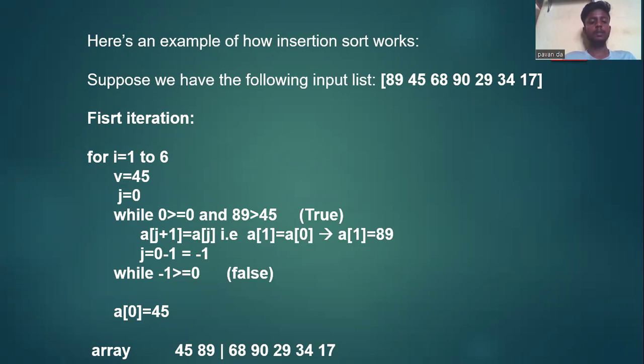So A[j plus 1] is equal to A[j]. Therefore A[1] is equal to A[0], so A[1] is equal to 89, and j is equal to 0 minus 1, which is minus 1. J becomes minus 1. Then while minus 1 is greater than or equal to 0, no, it is false. So A[0] is equal to 45. And here comes the array in a sorted way: 45 comes before 89, and the rest of the elements remain the same.